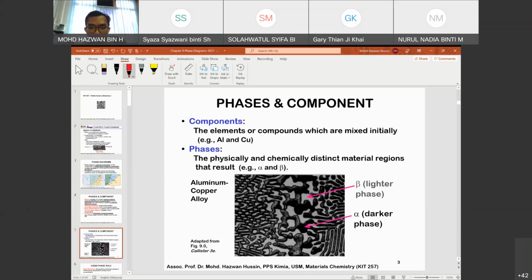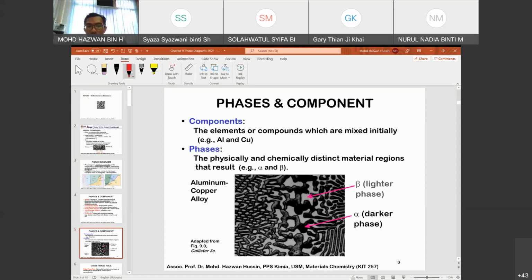So phases actually means the physically and chemically distinct materials. Okay, and you have these examples, aluminum copper alloy. This alloy is actually made from these two components, aluminum and copper. So the basic principle of how you are going to prepare an alloy is that you need to melt the individual metals. You melt aluminum and you melt copper. Once they exist in a molten condition, liquid, then you mix. When you mix, you let it cool and it will become solidified.